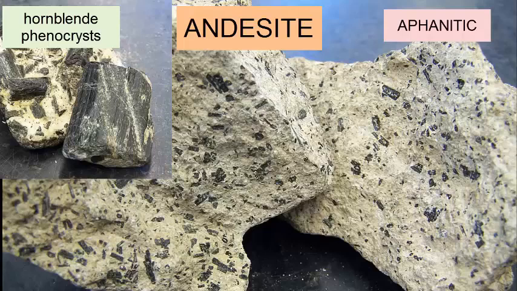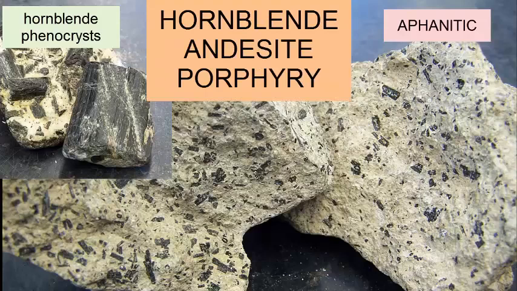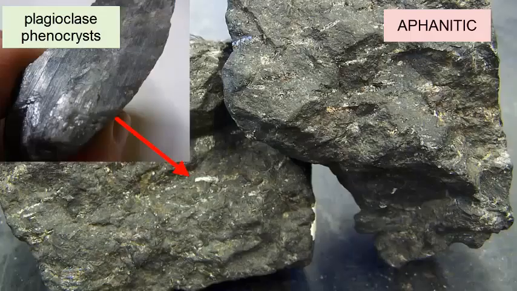Because it also has phenocrysts, it's a special kind of aphanitic rock known as a porphyry, and we name the rock a hornblende andesite porphyry. Porphyritic rocks are always named first with their dominant phenocryst, followed by the compositional aphanitic name, ending with the name porphyry. This dark, dense rock has some clear phenocrysts.